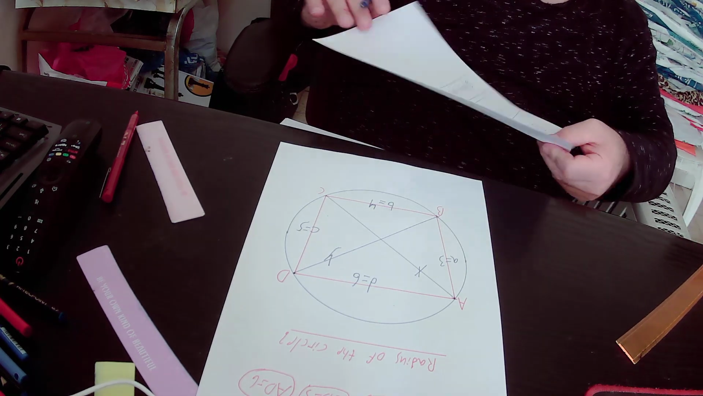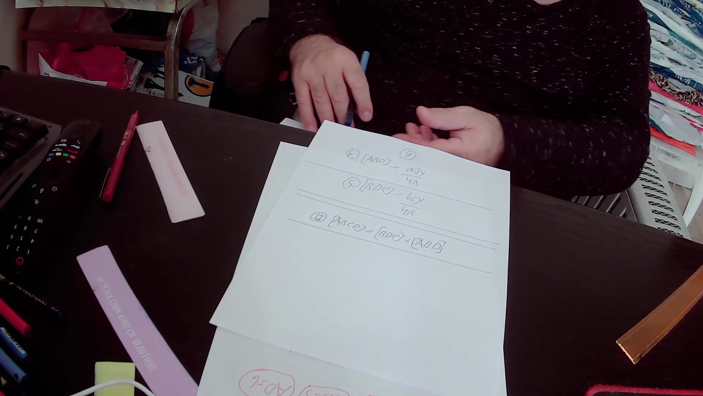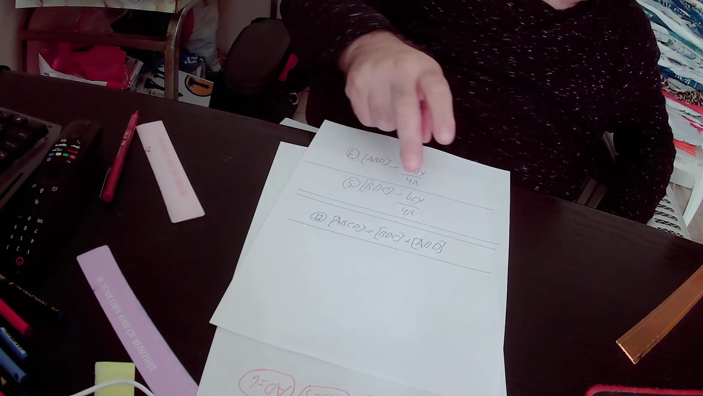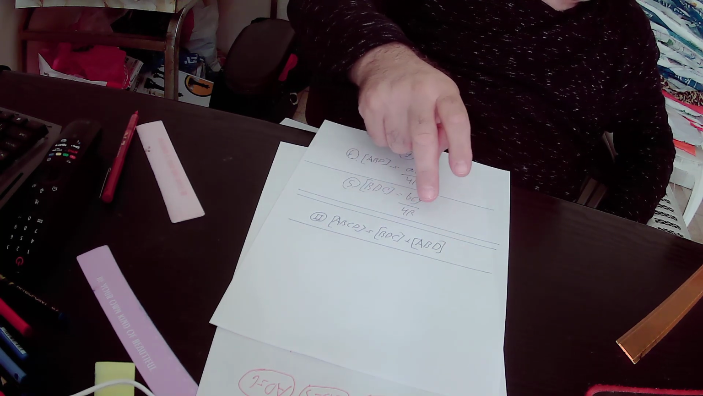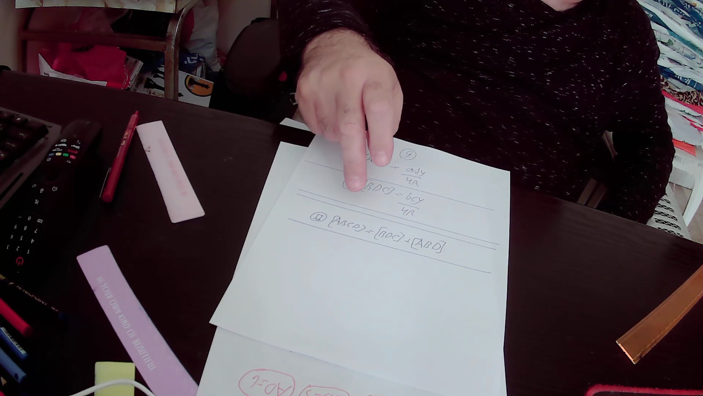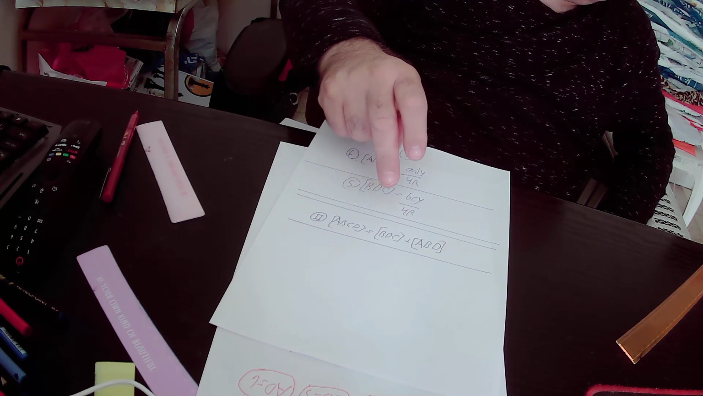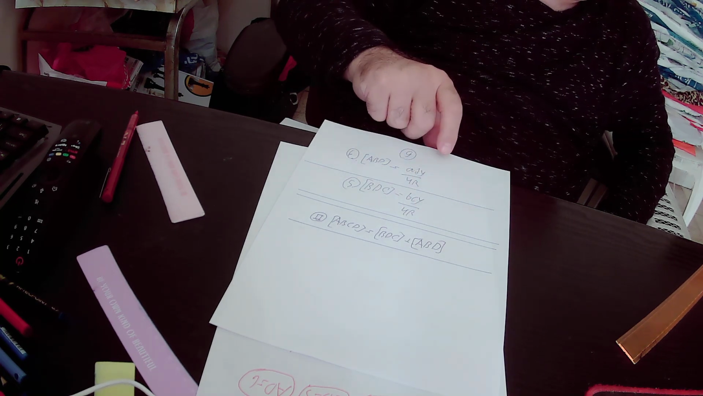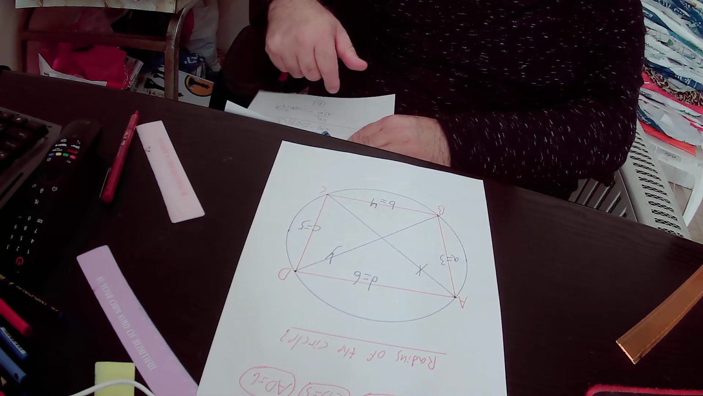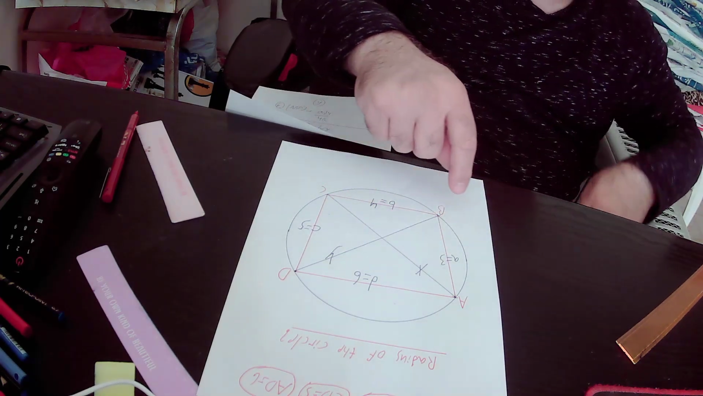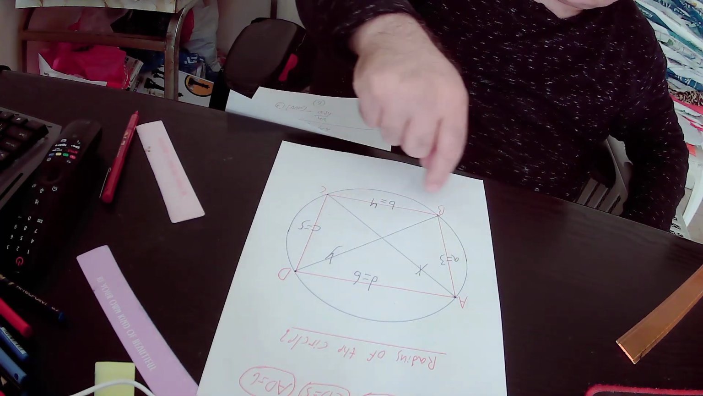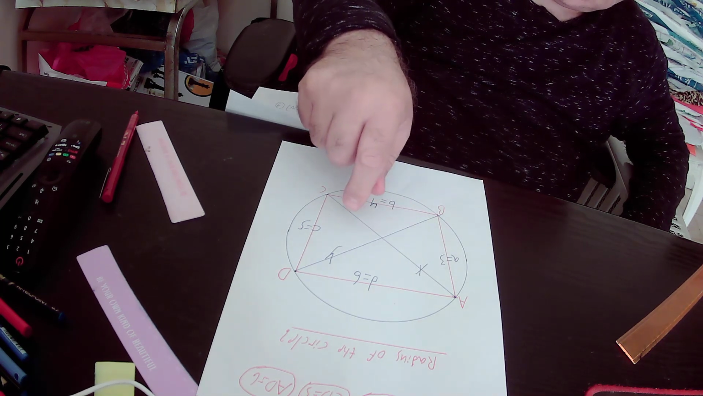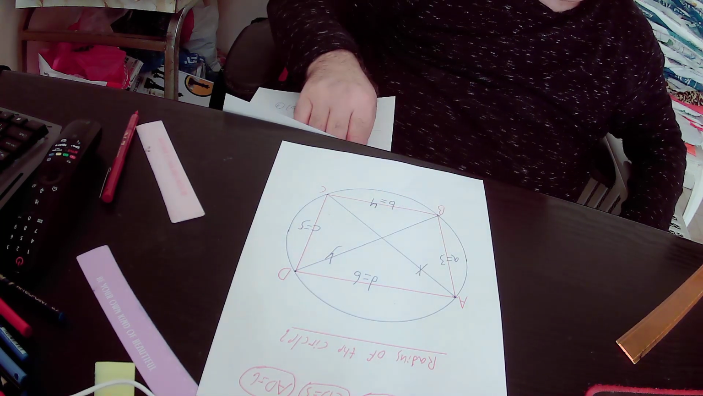I repeat again, quadrilateral ABCD consists of exactly two triangles, triangle BDC and triangle ABD. Therefore, the area of quadrilateral ABCD will be equal to the area of triangle BDC plus the area of triangle ABD. Okay, if we combine those two triangles, we will get the quadrilateral ABCD.